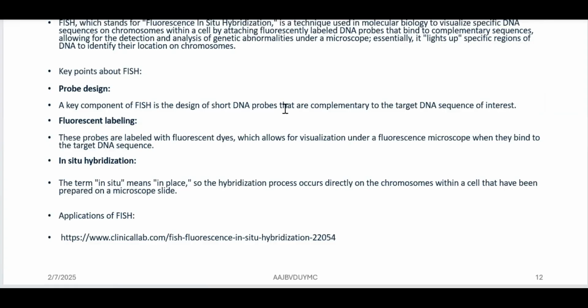Another thing is fluorescent labeling. The probes are labeled with fluorescent dyes, which allows visualization under a fluorescent microscope. So selection of these fluorescent dyes also is going to be important, specifically when you are going to go for a technique like chromosome painting. Multiple fluorescent dyes you are going to use. Then in situ hybridization, this is what we talked about.